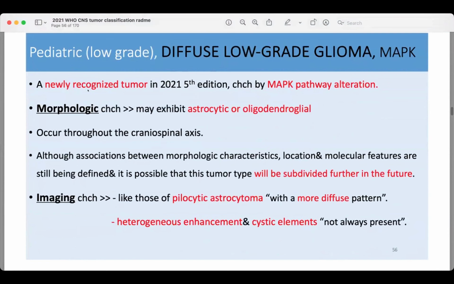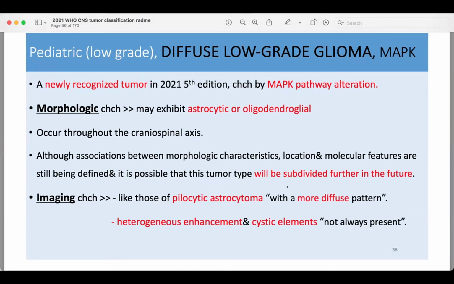And it is also a new tumor. It was first presented in the fifth edition of the 2021. And it is also characterized by certain alterations or genetic mutations. Morphologically, it looks like the astrocytoma or oligodendroglioma, and it can occur anywhere through the craniospinal axis.